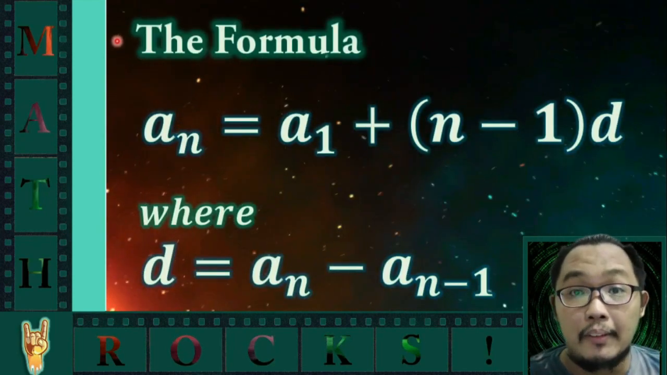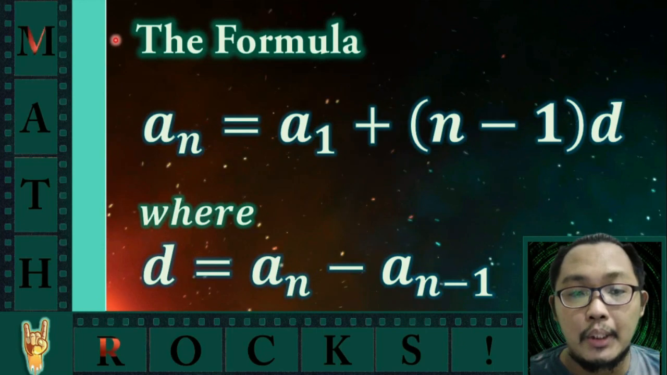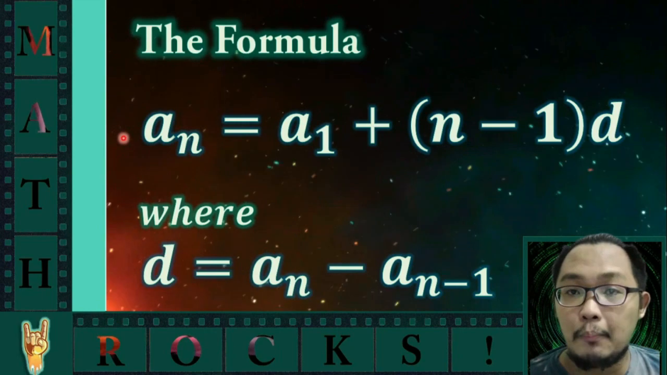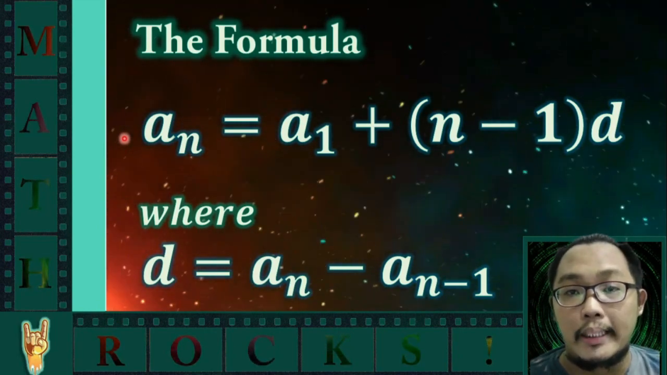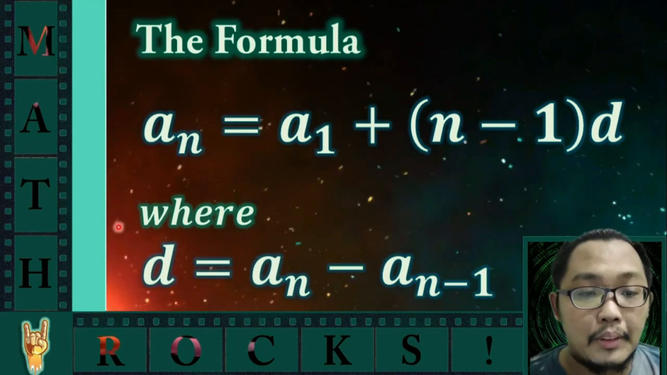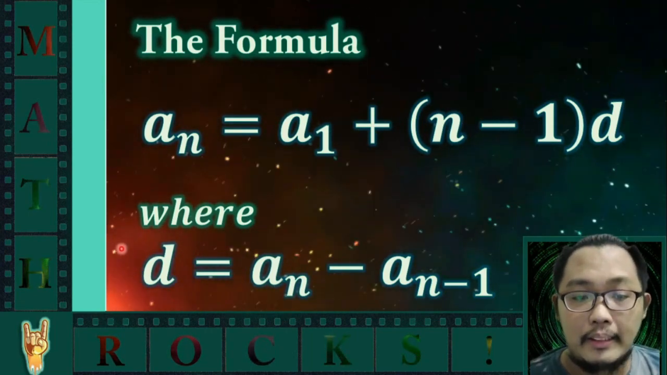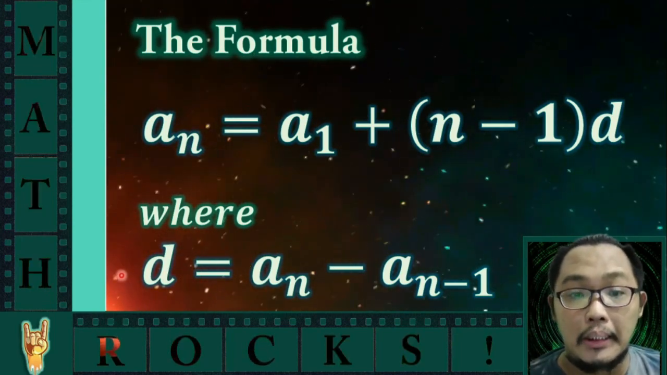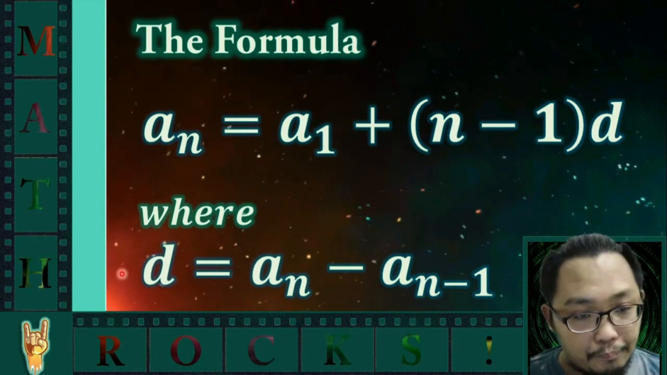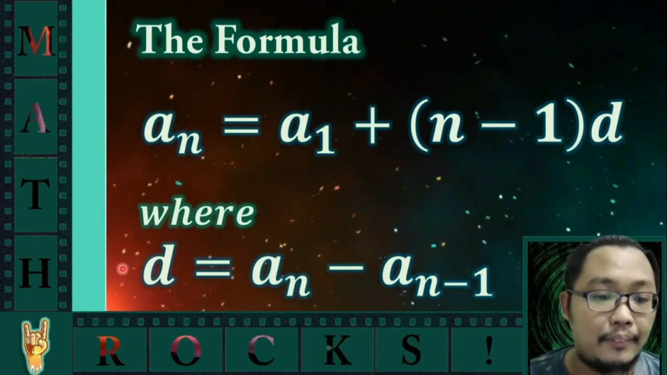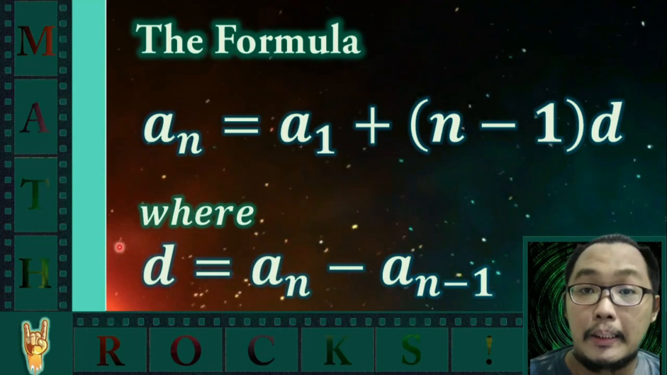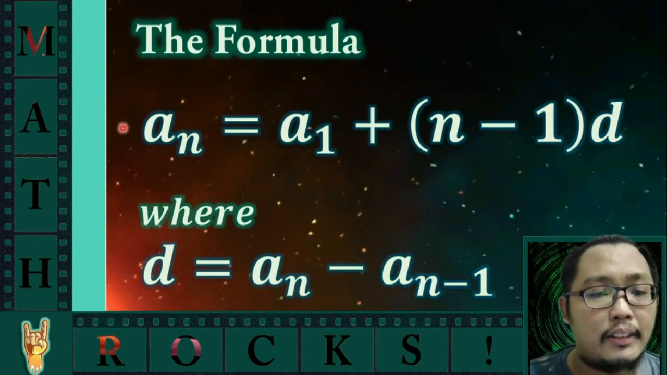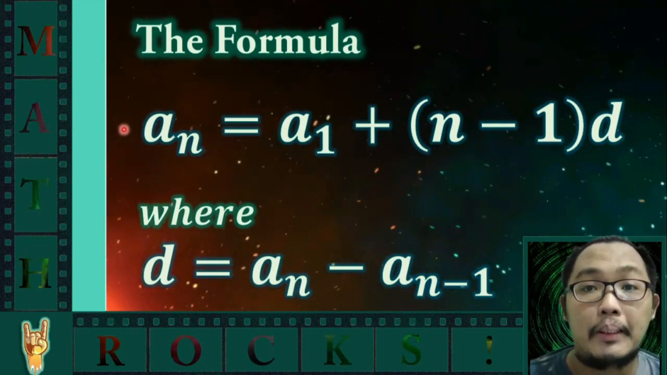So here in our lesson about finding the nth term of an arithmetic sequence, we will be using the formula for a sub n, which is equal to a sub 1 plus the quantity of n minus 1 times the common difference d. In this formula, the common difference d is given by a sub n minus a sub n minus 1. And the main idea for solving any particular term in the arithmetic sequence using the formula for the nth term is by using the substitution property.